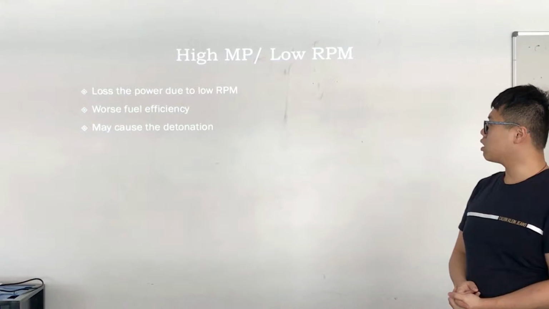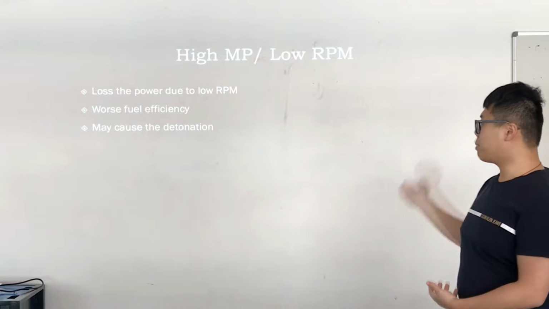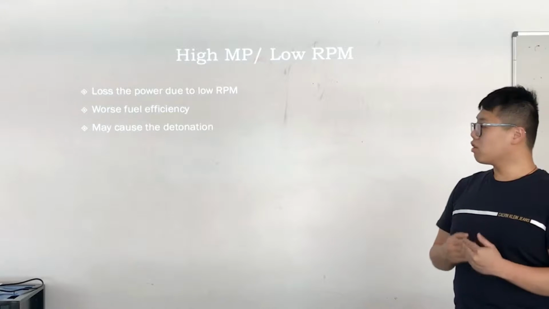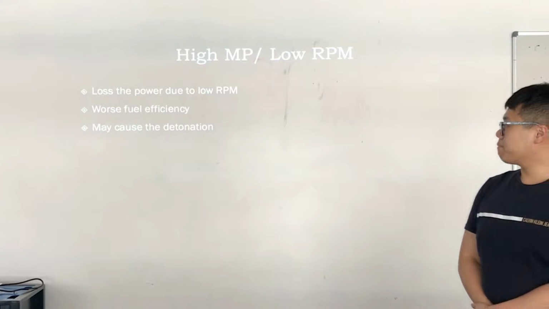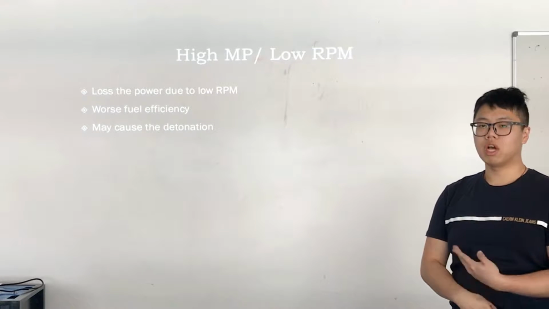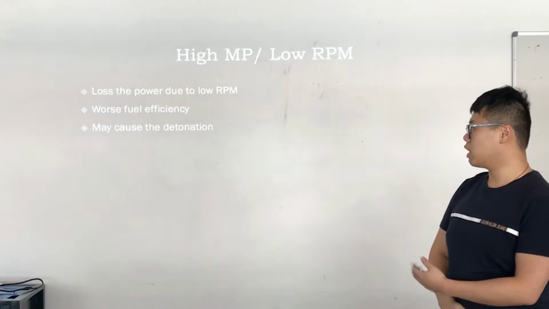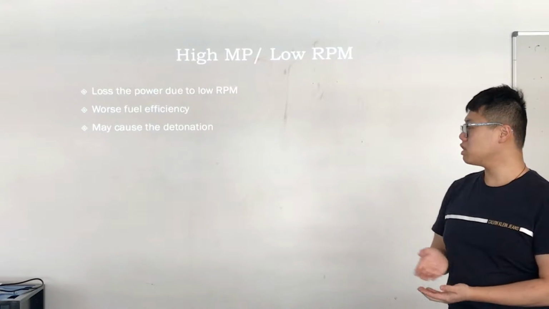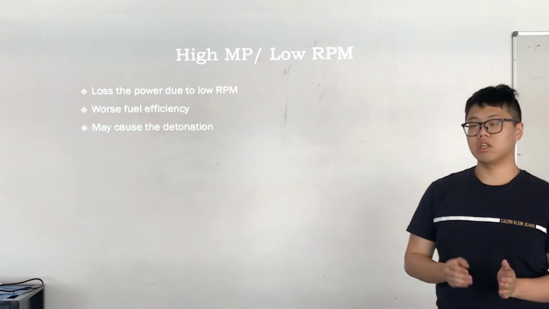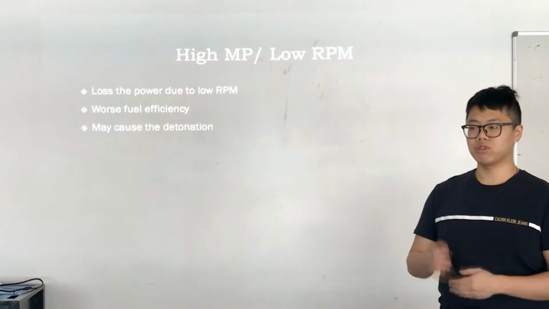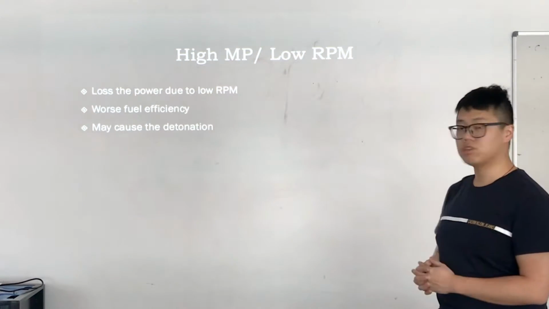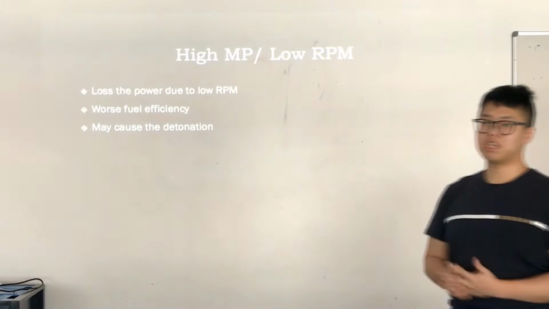High manifold pressure and low RPM. In this case, because of the low RPM, the aircraft doesn't have too much power, and with high manifold pressure there is more engine output and more engine power, so they will burn more fuel, and the efficiency will be worse. And because of the higher engine output and more engine work, they will produce more temperature in the engine, which may cause detonation due to high cylinder temperature.